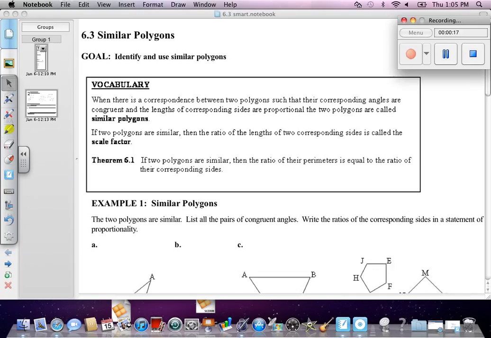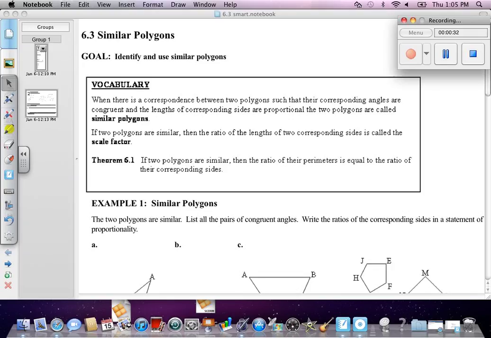If two polygons are similar, then the ratio of the lengths of the two corresponding sides is called the scale factor. Theorem 6.1, you might want this for your theorems and postulates sheet. If two polygons are similar, then the ratio of their perimeters is equal to the ratio of their corresponding sides.